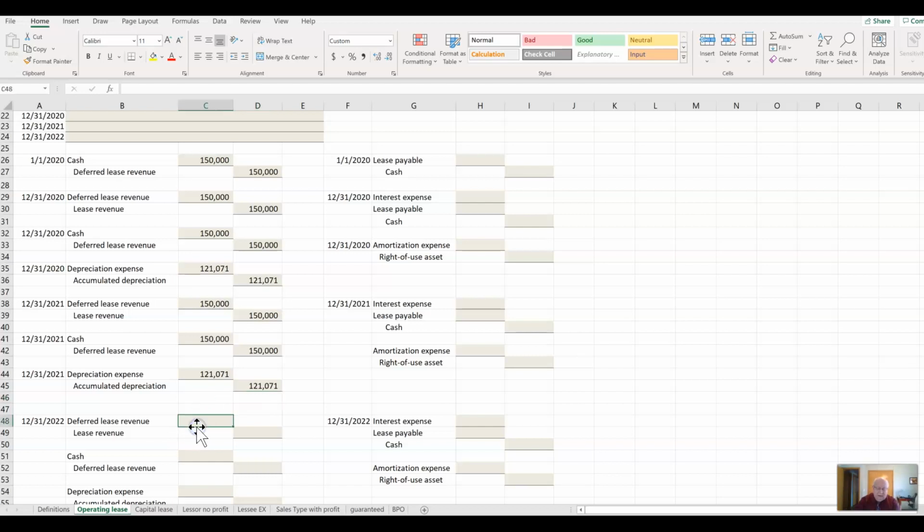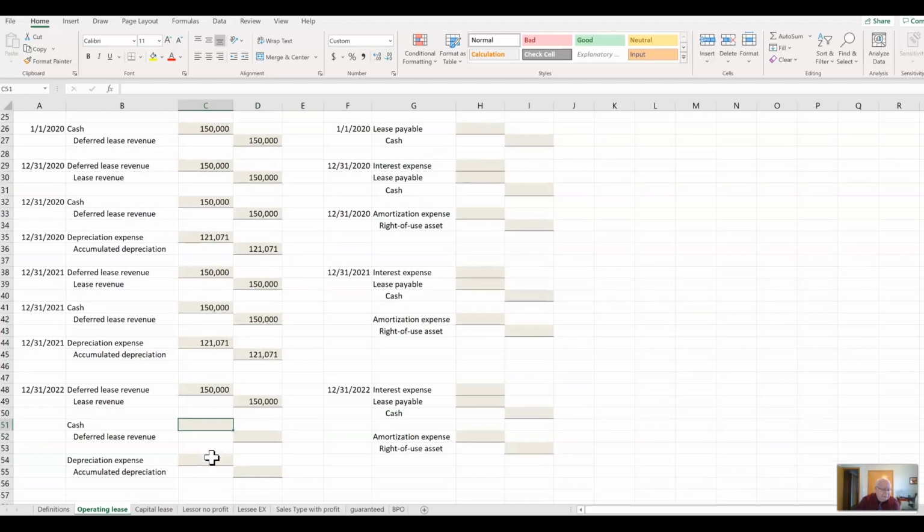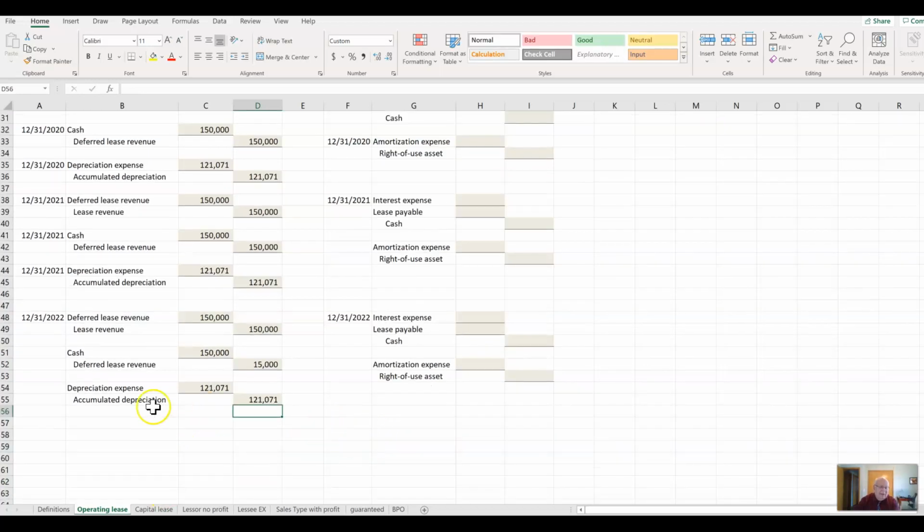And then here again, it's the 150,000 deferred, and then cash and deferred lease revenue is 150,000 for the next payment. And your depreciation, you get the idea how this works. It's going to be the same, 121,071. Okay, so it's 150,000 all the way down.